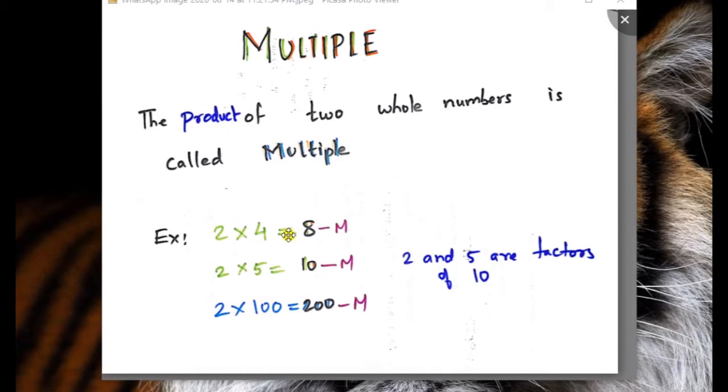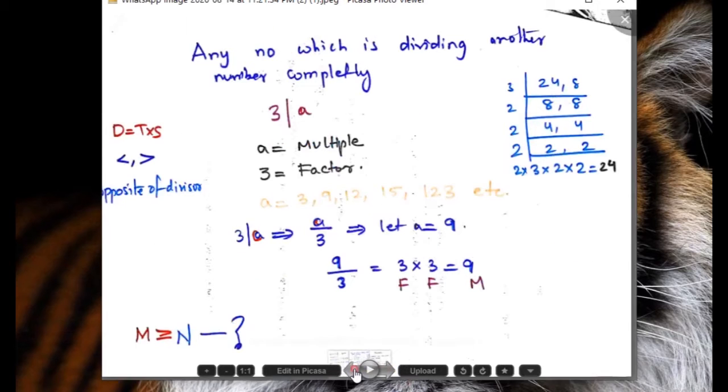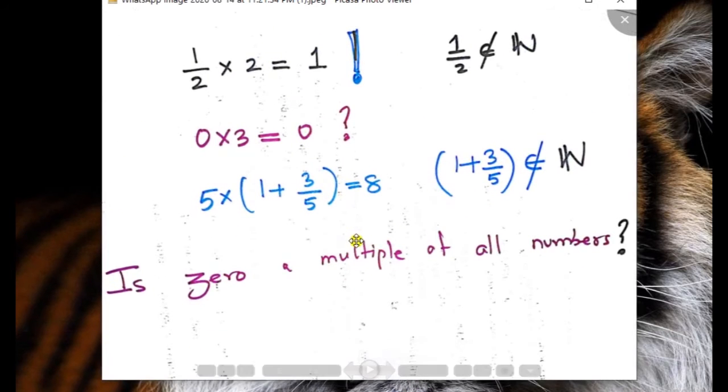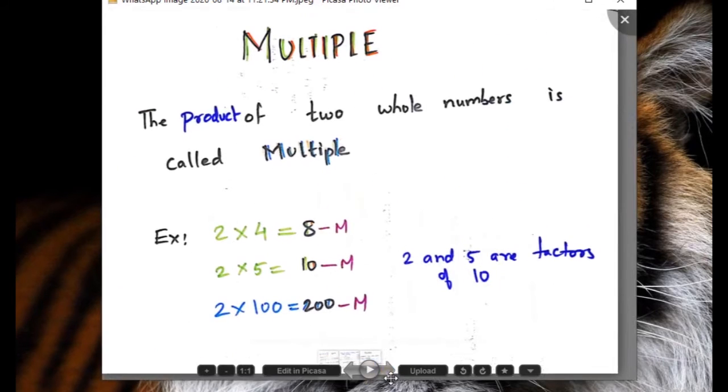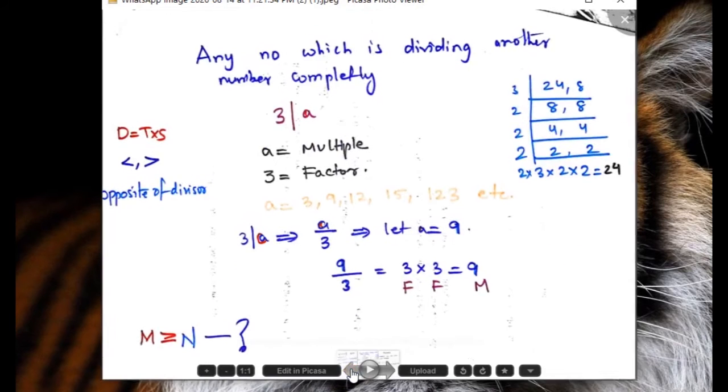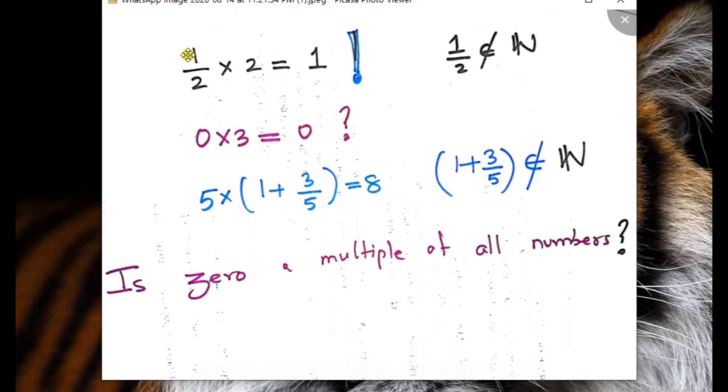The problem here is that, I'm going to show you that. So in the definition we have to consider whole numbers, right? Here we have whole numbers, but if we don't consider whole numbers, what do we get? For example, if I consider a rational number over here, and I multiply that with another number, then I'm going to get 1.